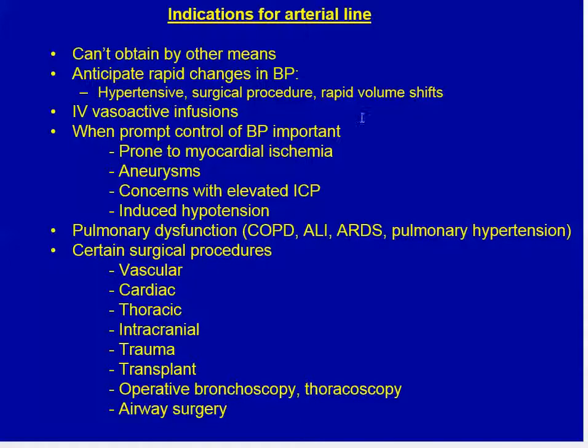Some of the indications for arterial lines are patients in whom you cannot measure the blood pressure readily by non-invasive means, when you anticipate rapid changes in blood pressure, when patients are receiving IV vasoactive infusions, when prompt control of blood pressure is important, such as patients who are prone to ischemia, who have vascular aneurysms, when you're concerned with elevated intracranial pressure or inducing hypotension, patients with severe pulmonary dysfunction, and for certain surgical procedures, particularly vascular, cardiac, thoracic, intracranial, trauma, solid organ transplants, bronchoscopy and thoracoscopy, and airway surgery.